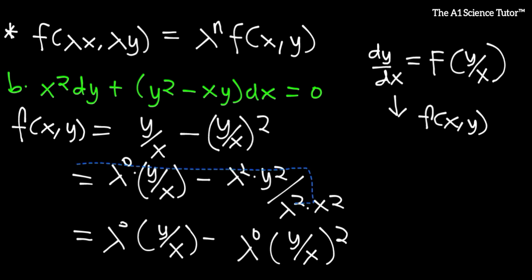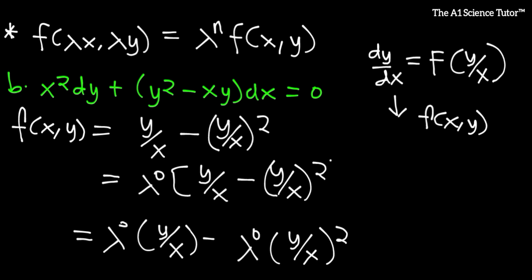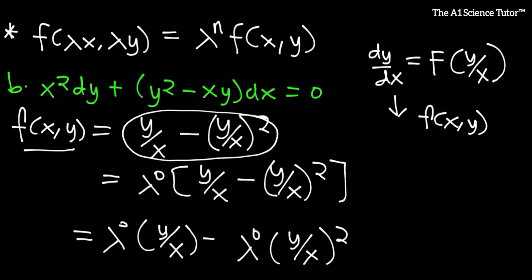So what if I did that? What is it going to give us? So this is actually going to give us lambda to the 0th. And here we're going to have y over x minus y over x all squared, right? And this is exactly what we were talking about. This is actually f of x. We have f of x being equal to y over x minus y over x all squared.